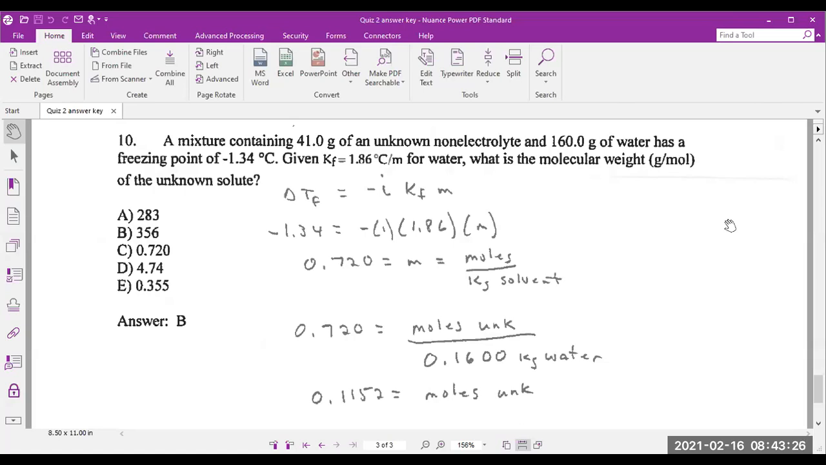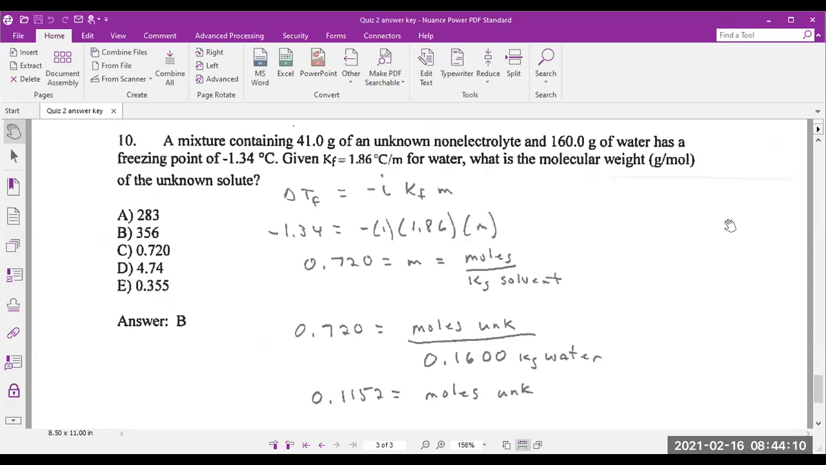So we have our formula, delta T sub F equals minus i K sub F times small m, that's a small m, so that's molality, moles per kilogram of solvent. Remember, we said this is one of the times when we do need molality rather than molarity. So if we plug in the information that we were given in the problem, we have that temperature change, minus 1.34. Because it's a non-electrolyte, our i value is 1. The Kf value we're told was 1.86, and then the unknown is the molality.